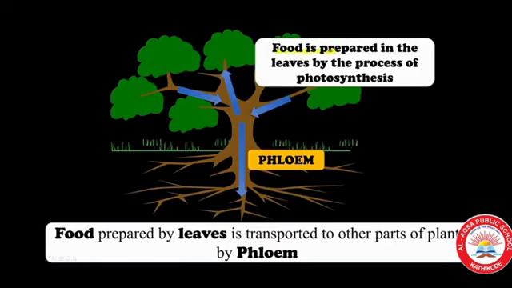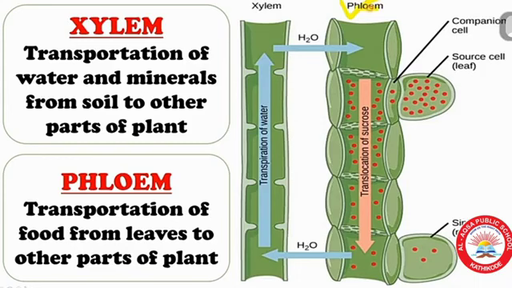Similarly, we know that food is prepared in the leaves by the process of photosynthesis. And this food prepared by leaves is transported to other parts of the plant by phloem. Do you know what is phloem? Yes. Transportation of food from leaves to other parts of the plant is done by phloem.